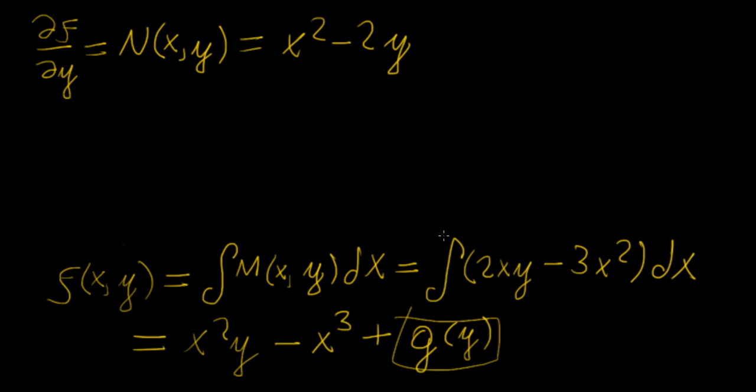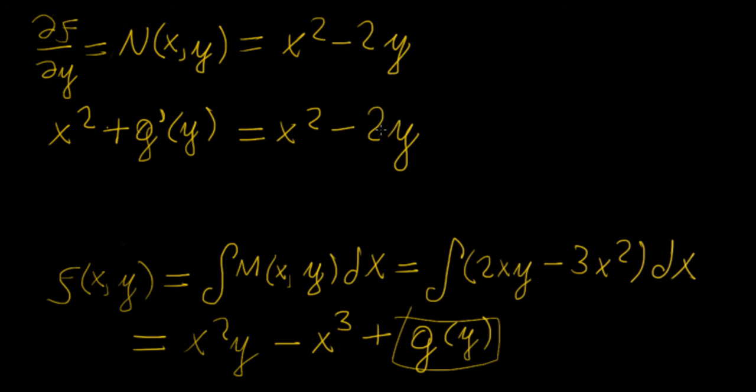So what can we do with that? Well, we simply differentiate this whole thing with respect to y. Sorry, that's not going to be 2, that's going to be x squared. We're differentiating with respect to y here. So that's going to be x squared. This term is going to vanish, and this is going to become the derivative of g with respect to y. And that should be equal to N, so that's equal to this.